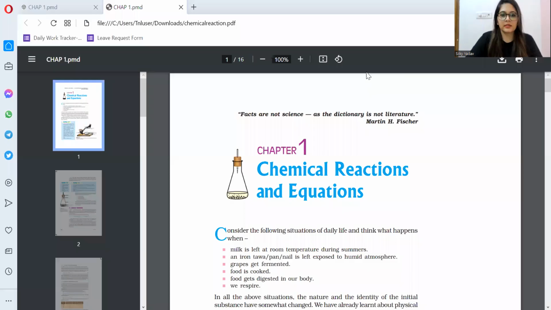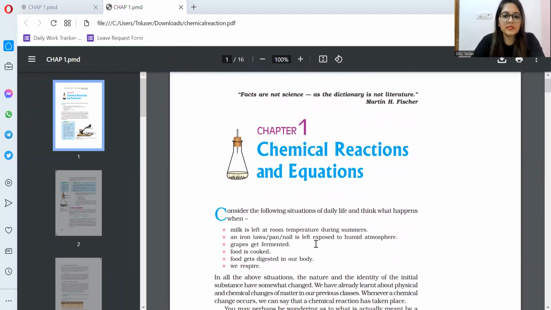Hi everyone. So today we are going to start with the chemical reactions and equations chapter. This is the first chapter of class 10th and it is very important not just for your 10th class but also for your 11th and 12th class, because it has some basic key ideas about what chemical reactions actually are. Okay, so we will be starting with this chapter now. So let's get started.